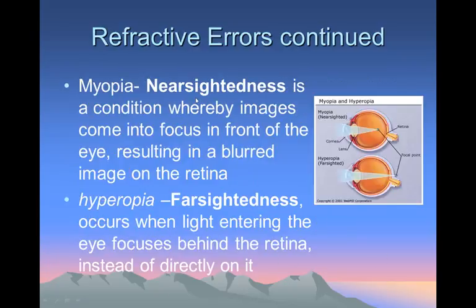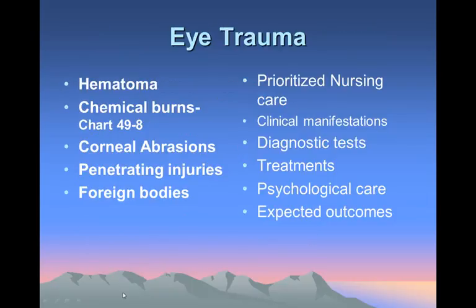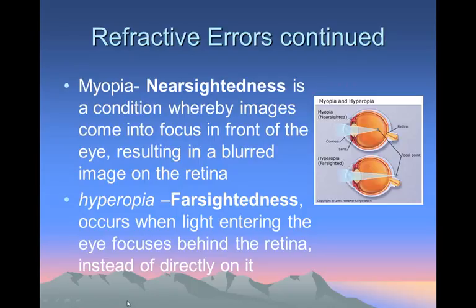Other refractive errors, you have nearsightedness or farsightedness. Myopia is nearsightedness and the image lands in front of the retina. Hyperopia is farsightedness where the image lands behind the retina. And we know we need something to land directly on the retina for our vision to be perfect. What's the treatment for any of these refractive errors? There's a couple of different things. One is glasses. Usually the most common treatment for the refractive errors is glasses.